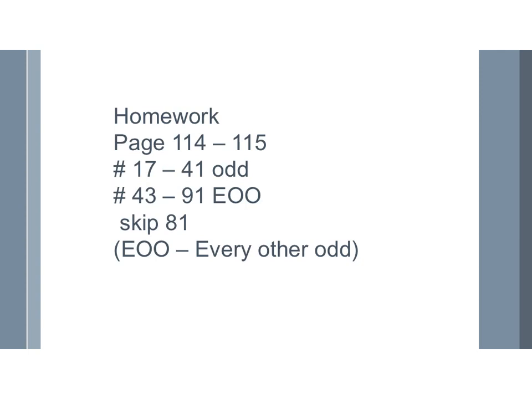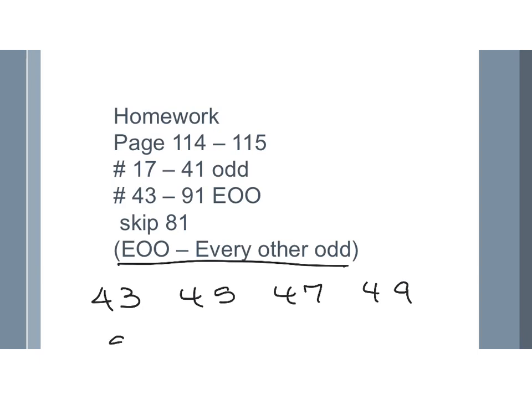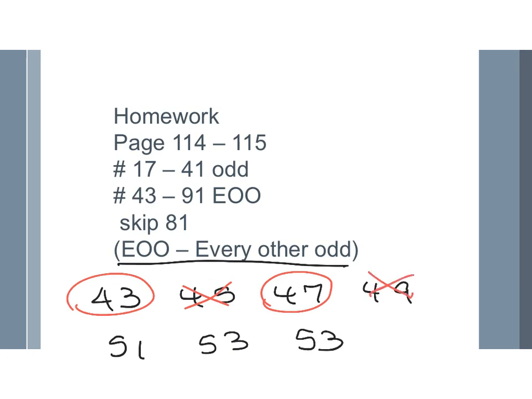And here is your homework for the lesson. You're doing numbers 17 through 41. This EEO, every other odd, for example, starting at 43. So if I list the odd numbers here, every other odd starting at 43 would mean you would do 43, skip 45, do 47, skip 49, do 51, skip 53, oops, and this is a 55, and then keep going. So that's what every other odd represents, and you're skipping number 81.